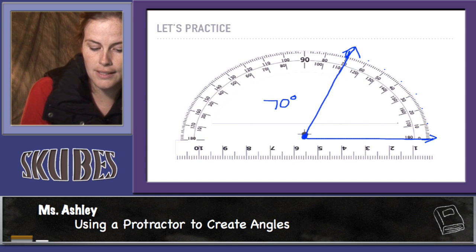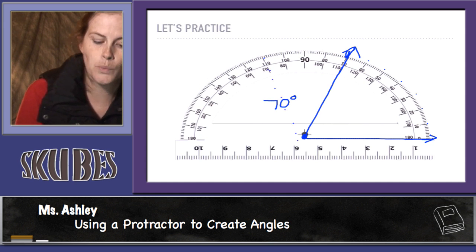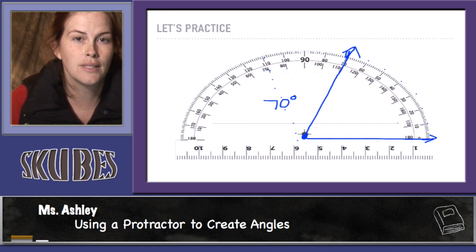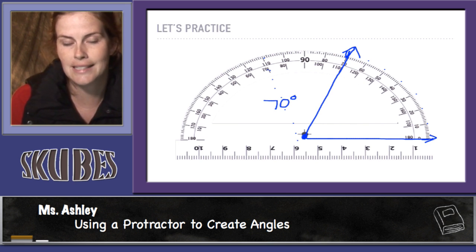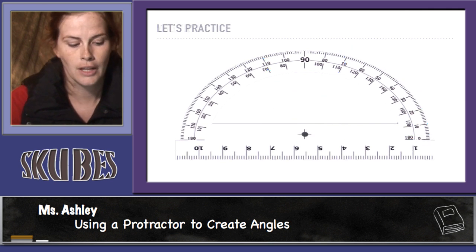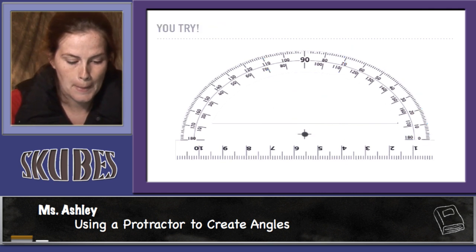Once again, if you had looked at the 70-degree mark on the other side, this would have made an obtuse angle, and I know since 70 degrees is less than a right angle, less than the 90 degrees, it has to be acute. All right, now you try one.